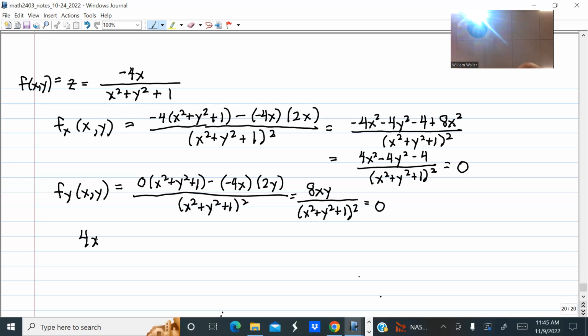You have 4x squared minus 4y squared minus 4 equals 0, and then 8xy equal to 0. Did I leave something off? I took the derivative there, and I don't think so. So we have 8xy equal to 0, right? Okay.